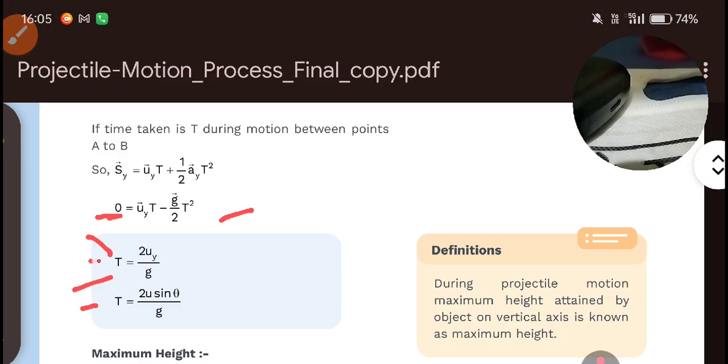To calculate the time of flight, this is our very smart equation: t is equal to 2 uy upon g. From this you will get the time of flight, or another form is t is equal to 2 u sin theta upon g, which is just for vertical. Horizontal will be constant, that's why this is only for vertical. g is the acceleration. These two things came from this, where the displacement s is 0.